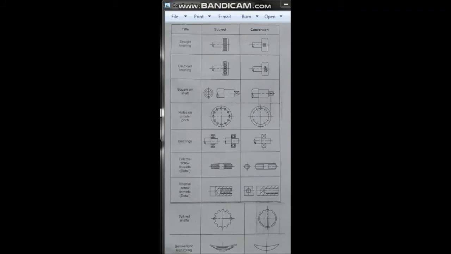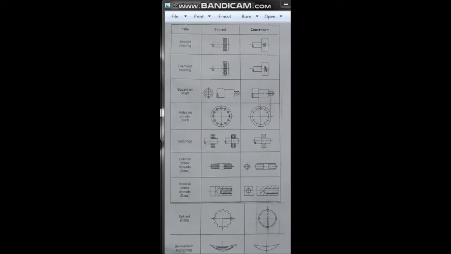And this is the table of machining components. First draw this diagram. First write the title, then the subject, then the convention. You draw all these figures on the A4 page. First is straight knurling, then diamond knurling, then square on shaft, holes on circular pitch, bearing, external screw thread, internal screw thread, spline shaft, and then semi-elliptical leaf spring.